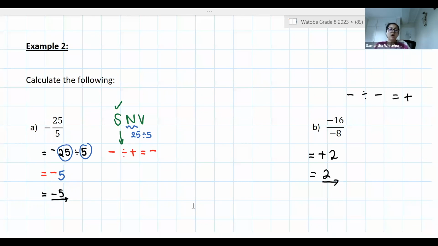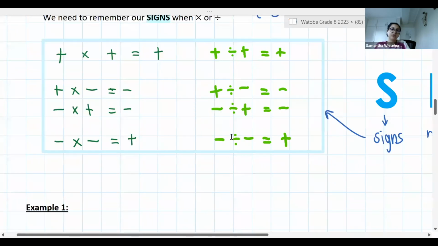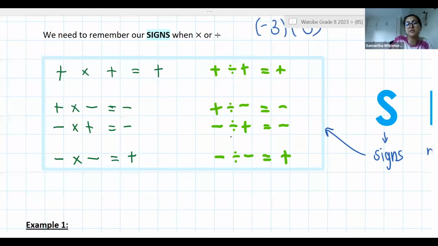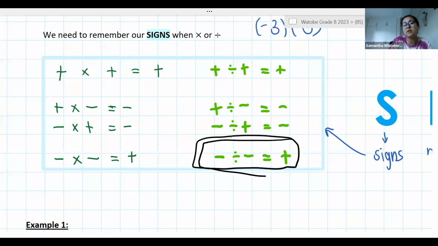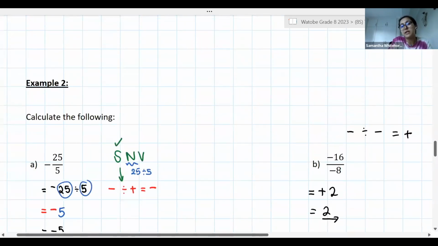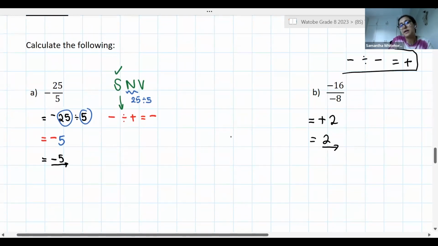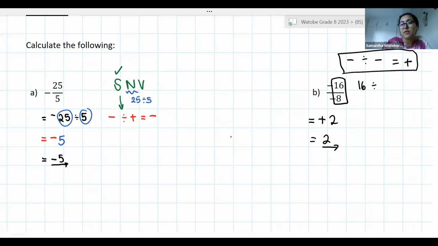Okay, so for B, what we need to be careful of is that we've got a negative divided by a negative. Now, if we quickly jump back up to our sign rules, we know that when we've got a negative divided by a negative, our answer will be positive. So that was the first thing that I did. Then I worked with just the numbers. I worked out what 16 divided by 8 is, and 16 split into 8 parts is 2.